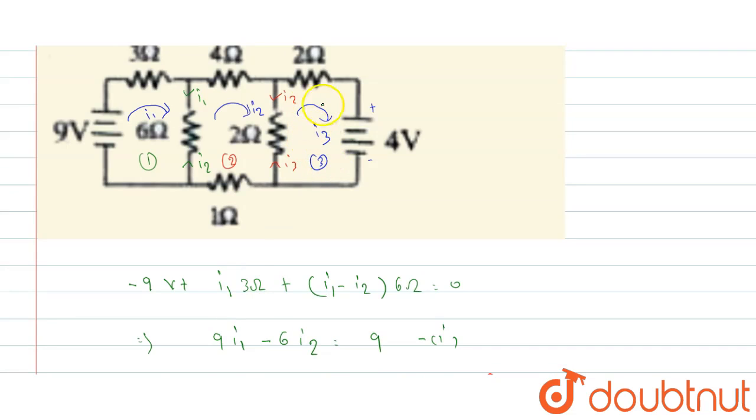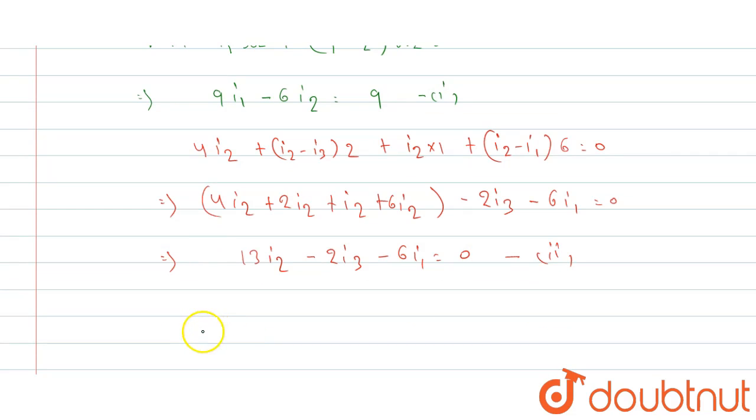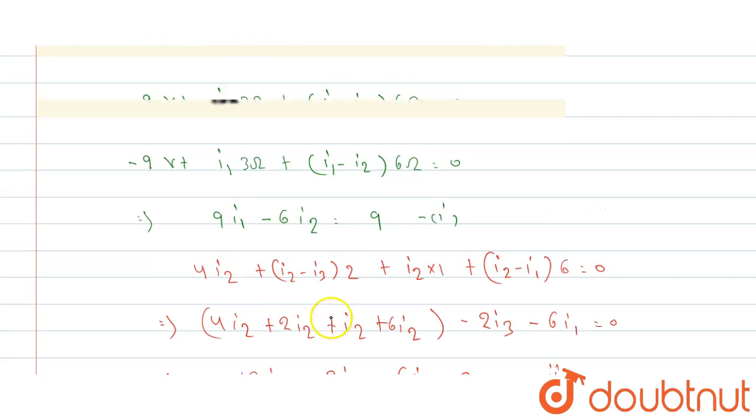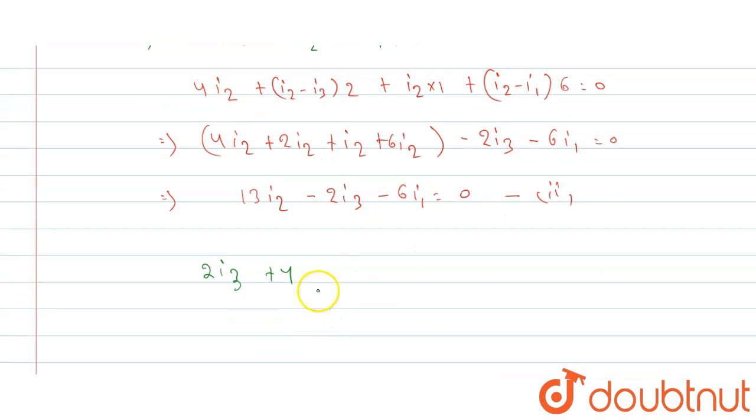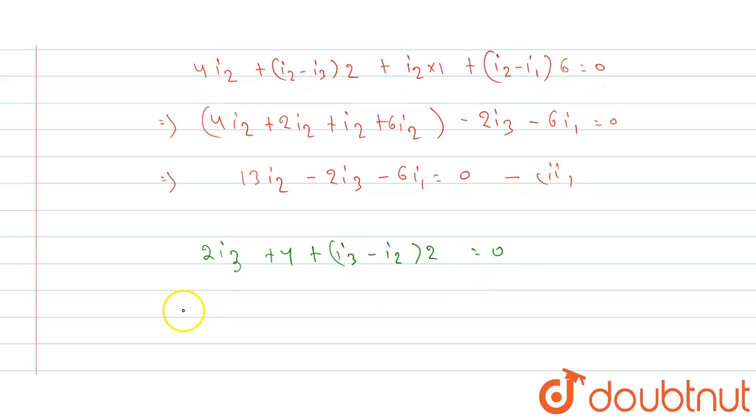Now students, let us apply KVL for the third loop, right? Now here students, the current flowing is I3, so we can put 2I3 plus 4 volt plus (I3 minus I2) into 2 ohm plus (I3 minus I2) multiplied by 2 is equal to 0. That implies, students, we will get I2 minus 2I3 is equal to 2. This is equation 3.